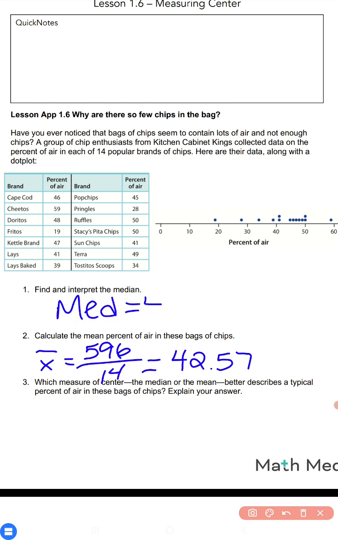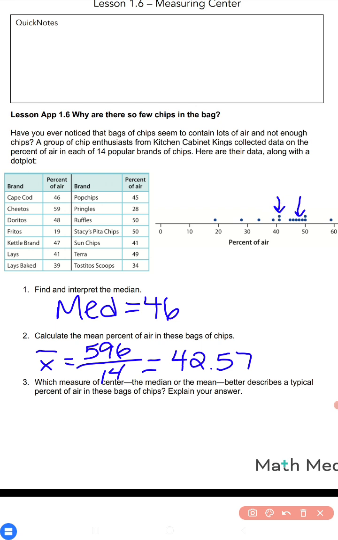So if you notice here, let's compare it to our median. Our median was 46. Our mean was 42.57, right? So here's the thing. They are close. They are not exactly the same. So then the question is, which one do you think is better? Well, let's look at the graph and let's look at what you think is more accurate. So 46 looks like it is somewhere right in here.